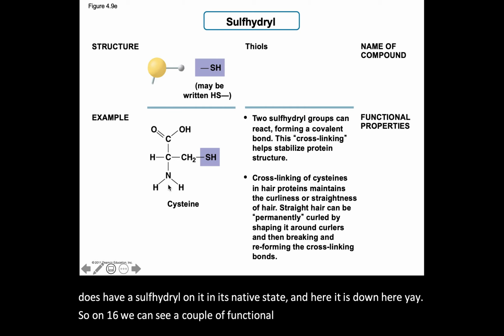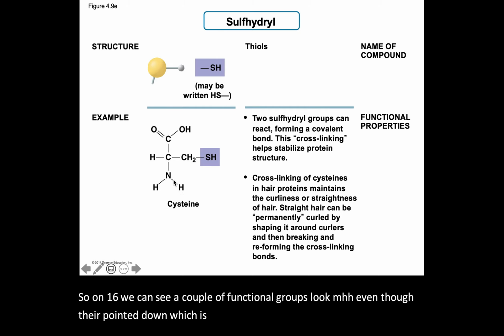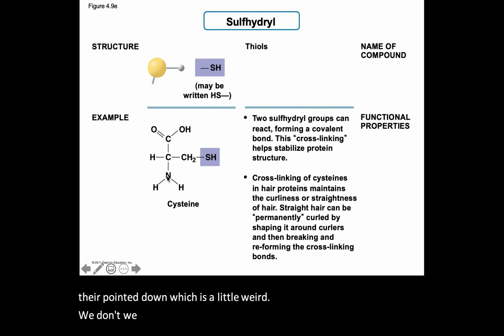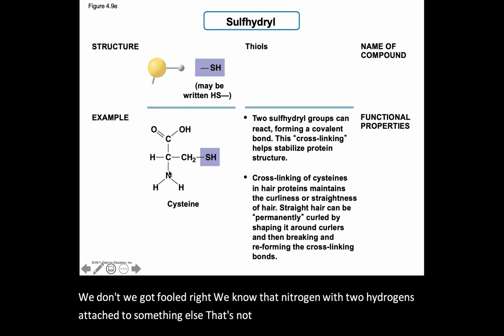Look, NH2. Even though they're pointed down, which is a little weird, we aren't fooled, right? We know that nitrogen with two hydrogens attached to something else that's not a hydrogen, that's an amine group. That's easy. And look up at this end.